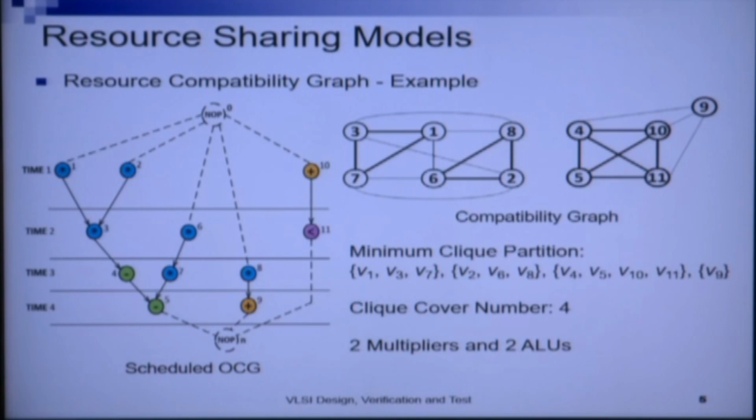We have here V1, V3, V7, the one with emboldened edges. So these complete subgraphs with emboldened edges form the cliques. So V1, V3 and V7 form a clique. V6, V8 and V2 form another clique. V4, V5, V11 and V10 form another clique, and V9 forms another separate clique. So this is the minimum clique cover that we have. So the minimum clique cover has 4 cliques, and indeed we require 2 multipliers and 2 ALUs for the scheduled operation constraints graph.